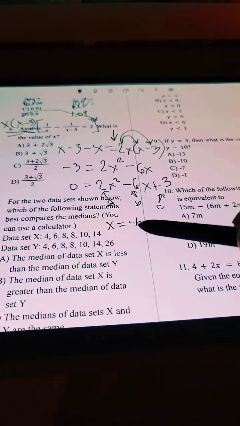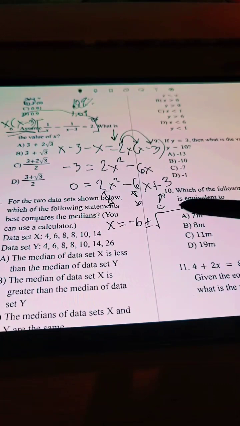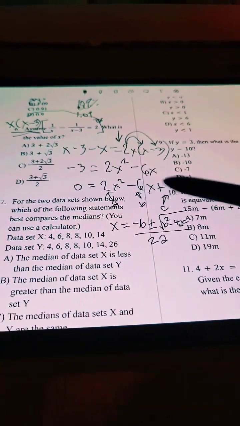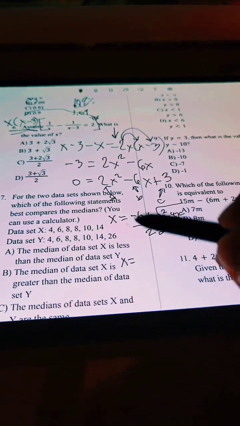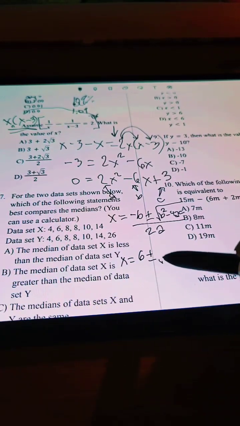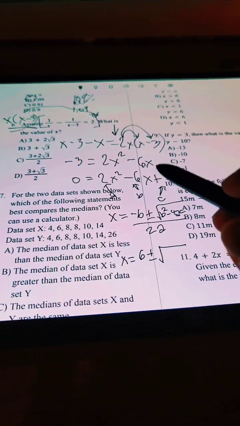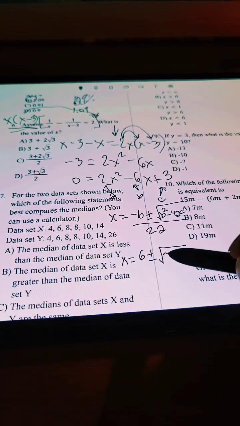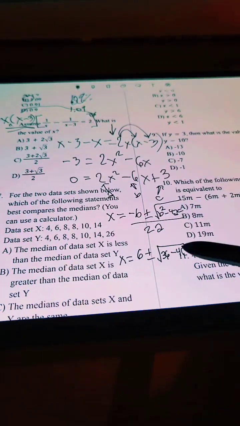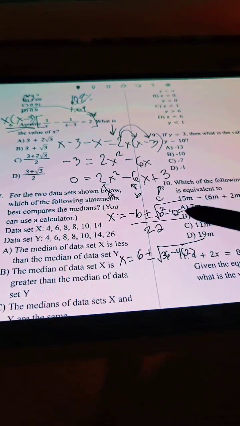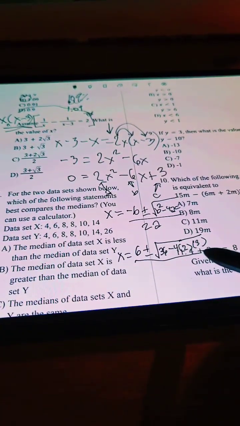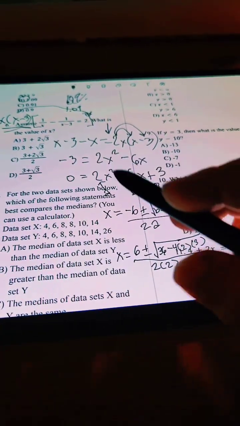So now the quadratic formula says we have negative b plus or minus the square root of b squared minus 4ac, over 2a. So now I'm going to plug in what my a, b, and c are. So x is equal to the negative of negative 6, which is positive 6, plus or minus the square root of negative 6 squared, which is just going to be positive 36, minus 4 times a, which is 2, and c, which is 3. And then that's all going to be over 2 times 2 for a.